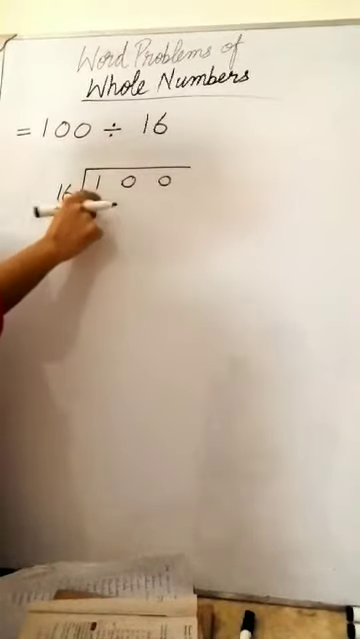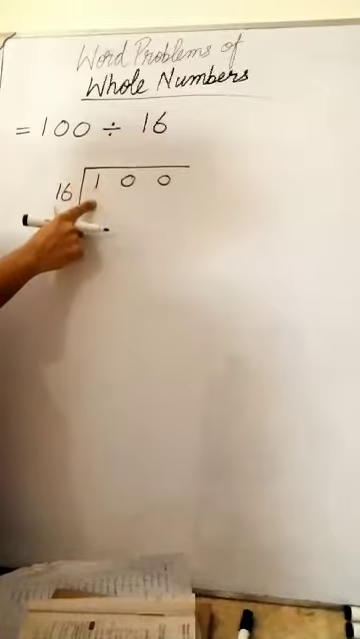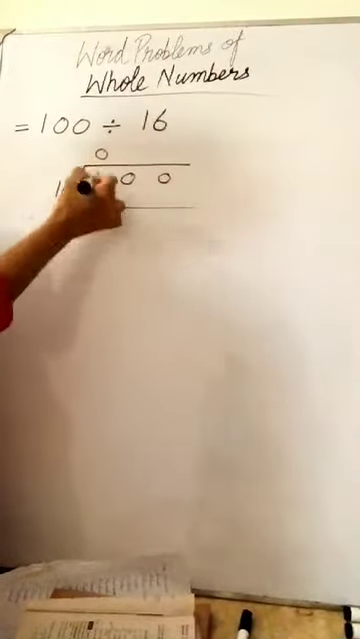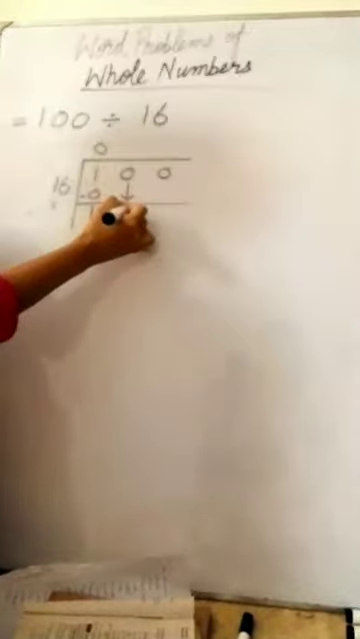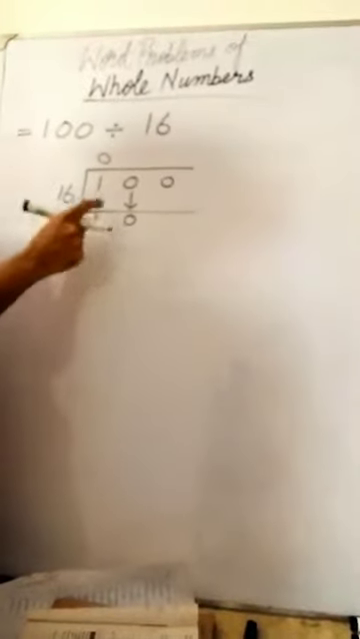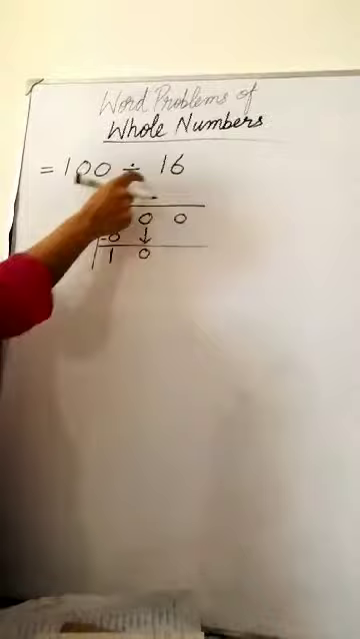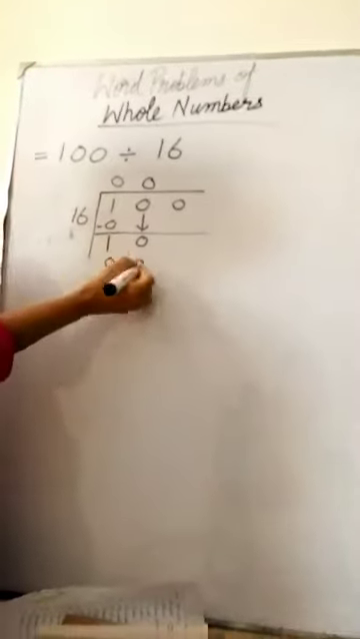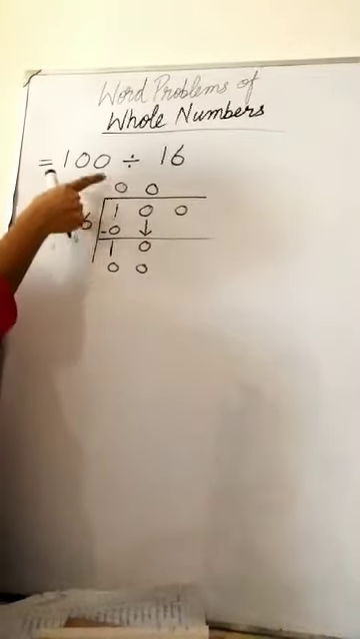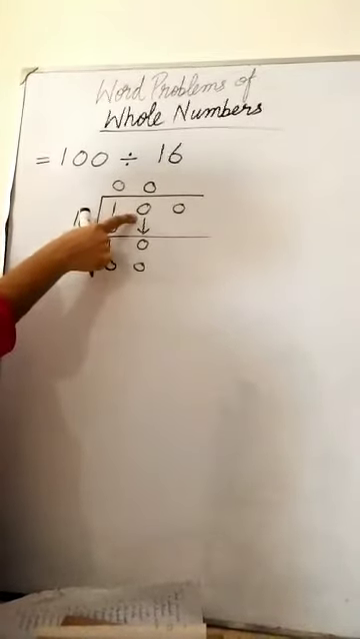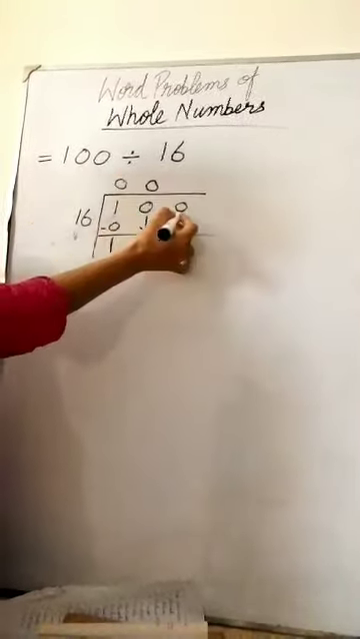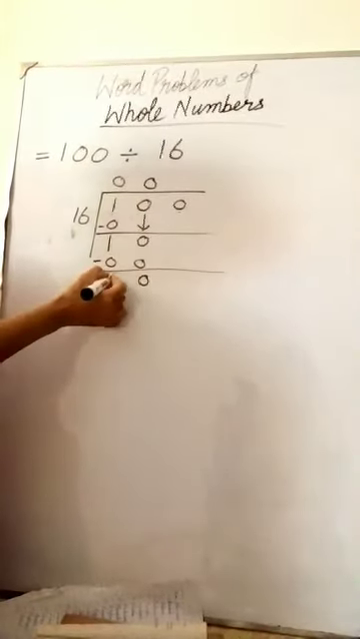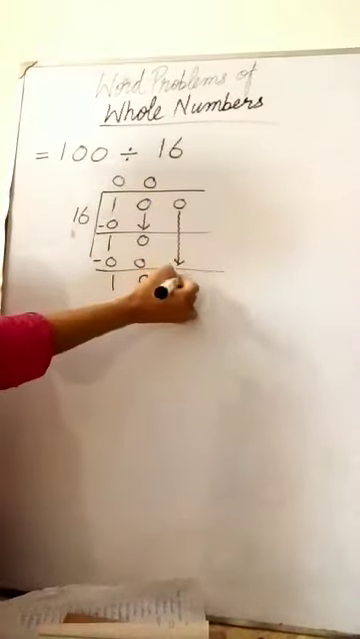1 times 16 is not possible because 1 minus 16 is not possible. So 16 times 0 is 0, 1 minus 0 is 1. Write down the next number: 10. 10 is smaller than 16, and 1 times 16 is not possible. So again 16 times 0 is 0. If I am using 1, write the answer above the 1. I am using 0, so write the answer above 0. Now subtract: 0 minus 0 is 0, 1 minus 0 is 1. Write down the last number.